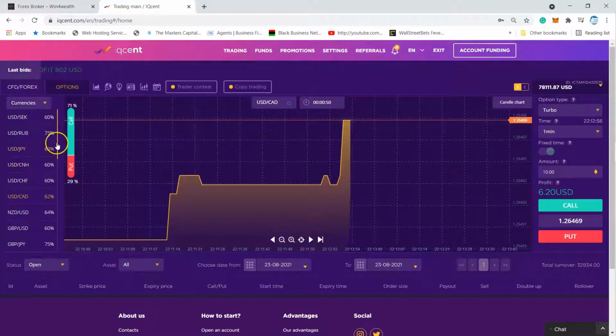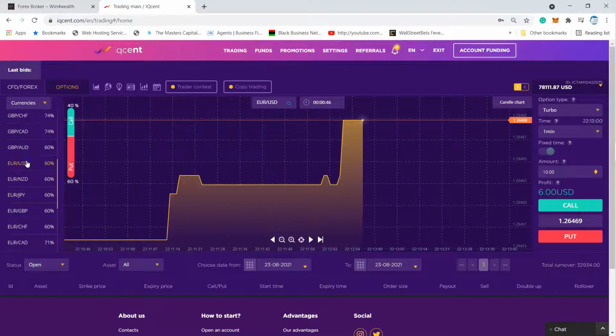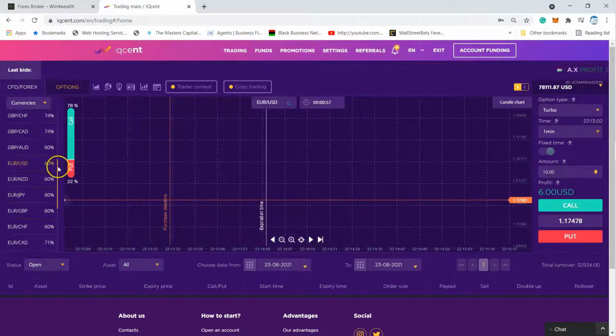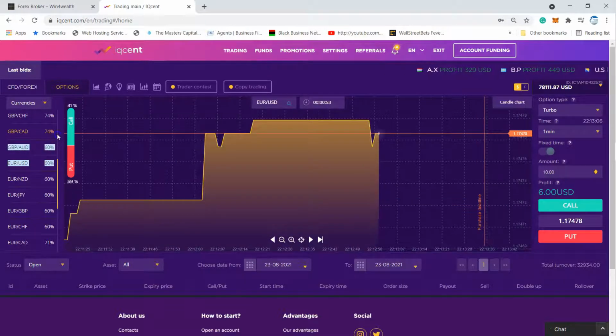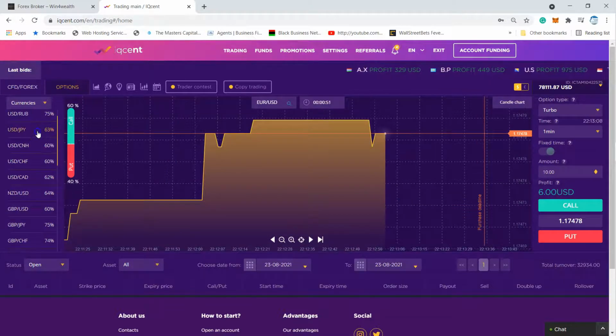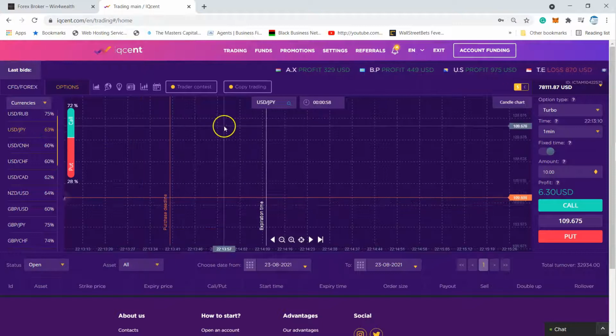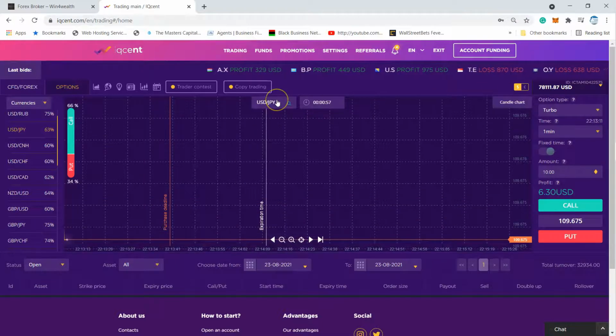The most traded out of everything is going to be Euro USD. That's the Euro versus the USD. But just for this instance right here, we're going to go ahead and go to USD JPY. We're seeing it's right here at the top.